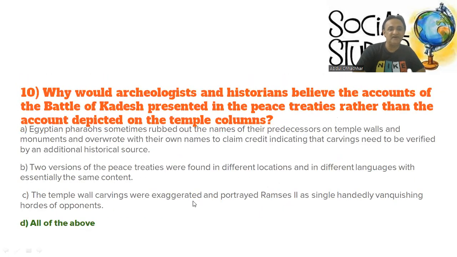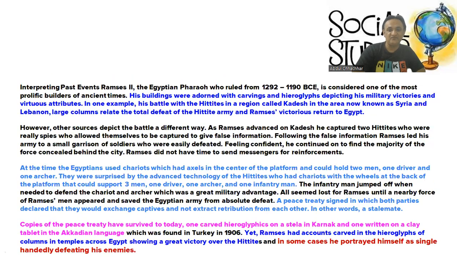Second, two versions of the peace treaty were found in different locations. These are the two versions I have given. One is on the stela at Karnak, where it is written in hieroglyphs, and another one is in the Akkadian language.